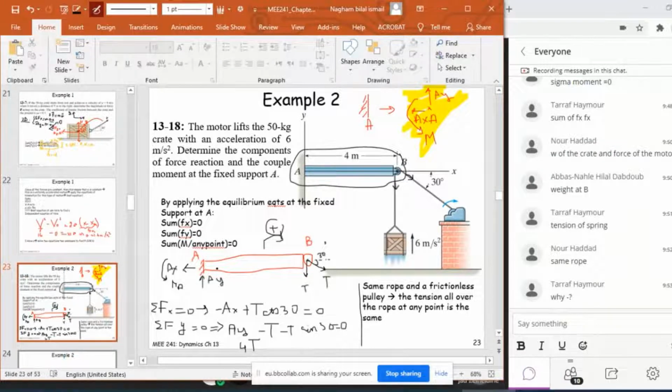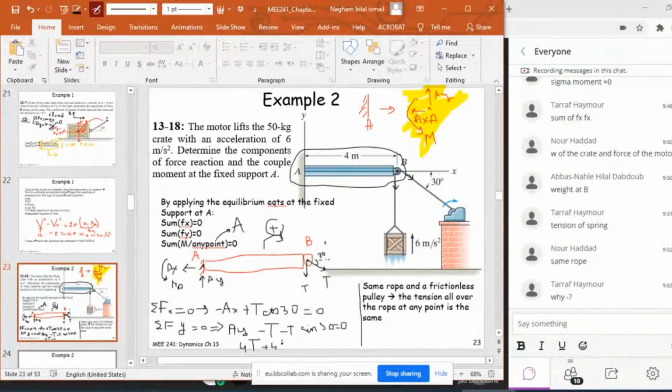All right, so I'm doing the sum of moments around A. I'm gonna take this point as A. Why? Because if I take the sum of moments around A, I'm gonna get rid of AX and AY because they are passing through this point A, as well as the TX component. The TX component here will also be passing through A, which means TX will have a 0 moment, right? So I only have the Y component of T, which is T sine 30 times this 4 also.